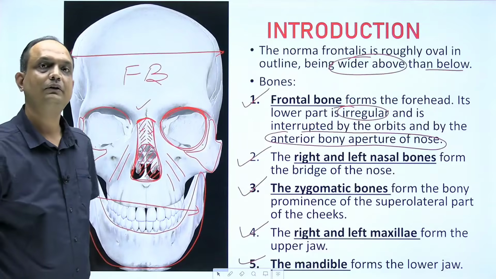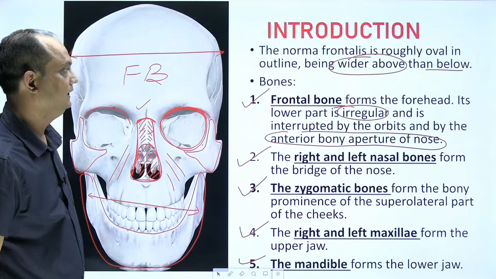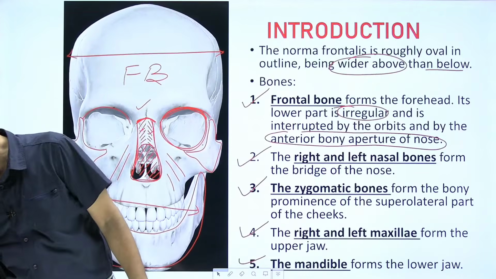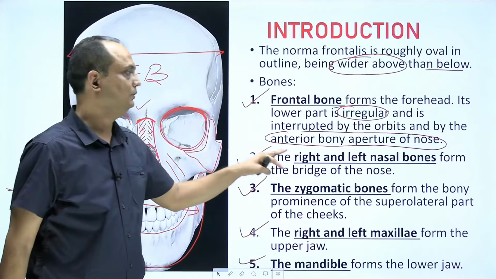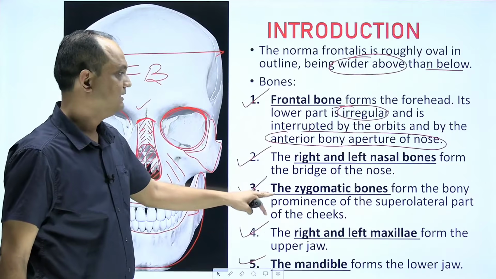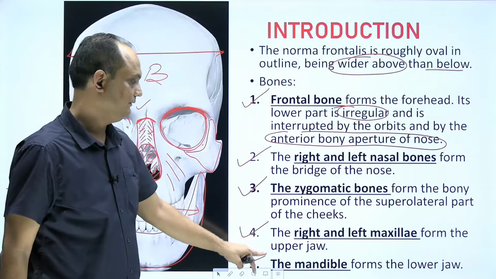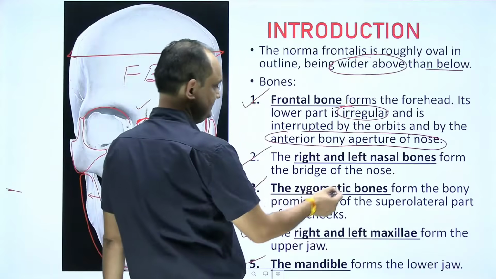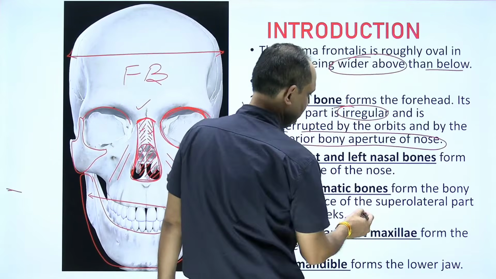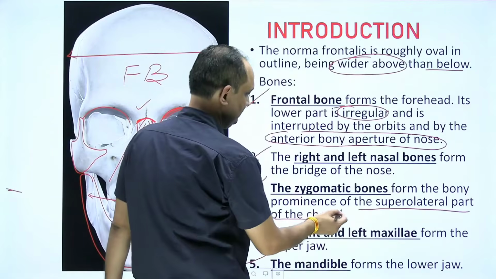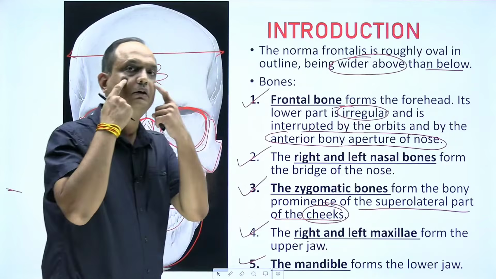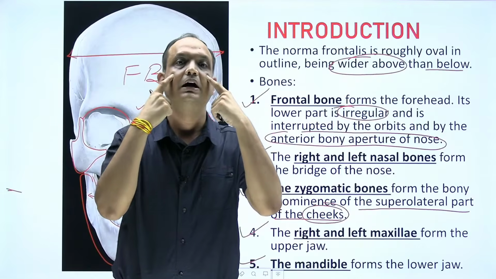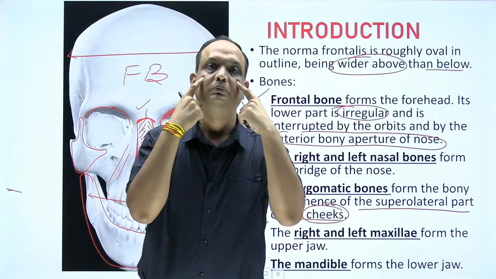Clear? So whenever you are reading the Norma Frontalis, you have these 5 bones. What are the names of these 5 bones? Frontal bone, right and left nasal bones, zygomatic bones, right and left maxilla, and mandible. Now these right and left zygomatic bones form the superolateral part of the cheek. When you look at your face, the superolateral parts of your cheeks are formed by the zygomatic bone.